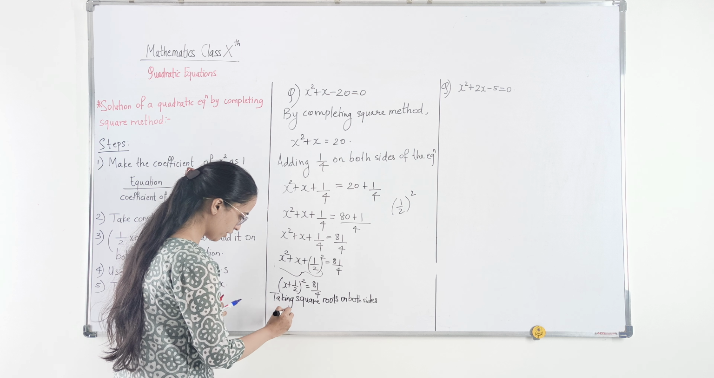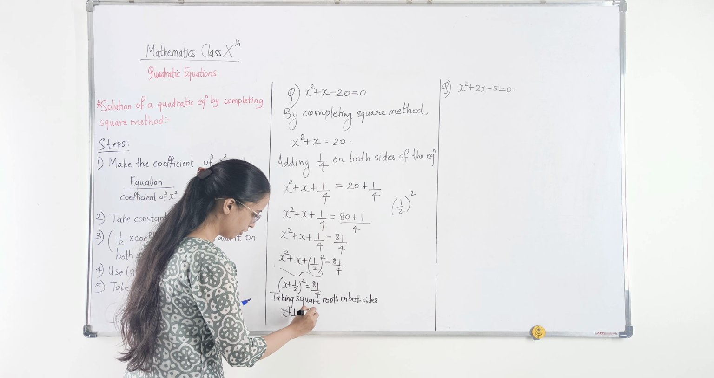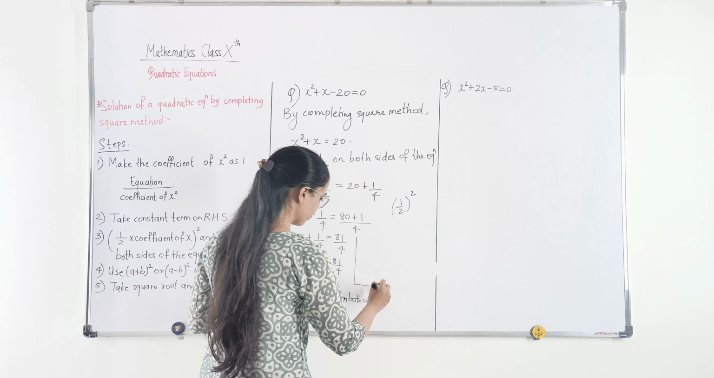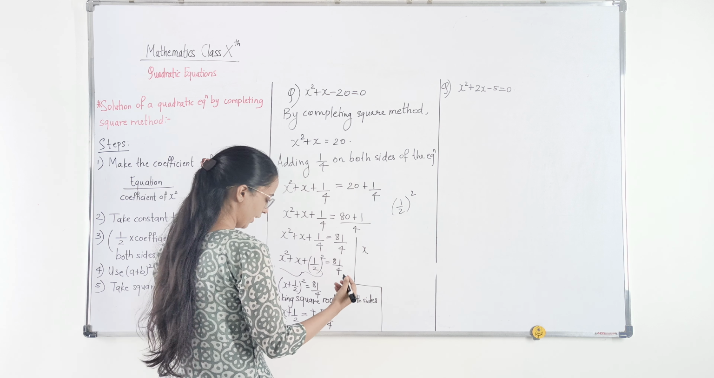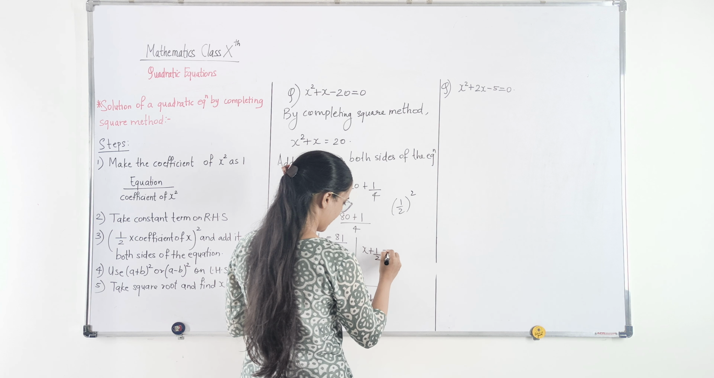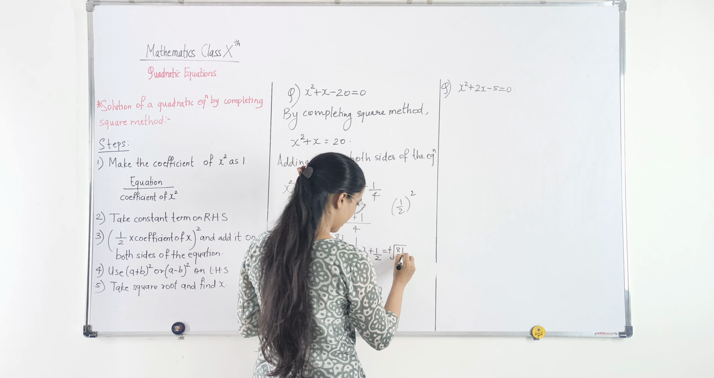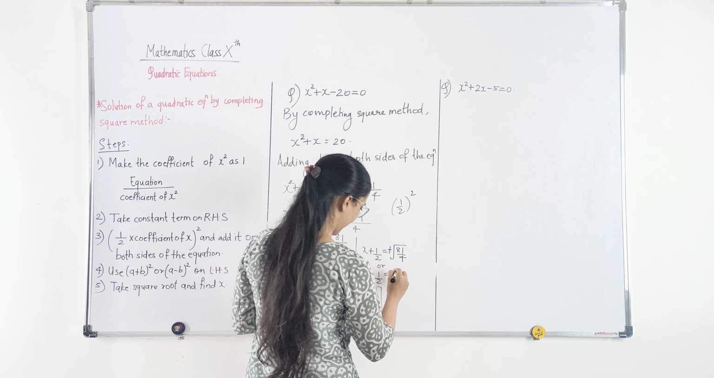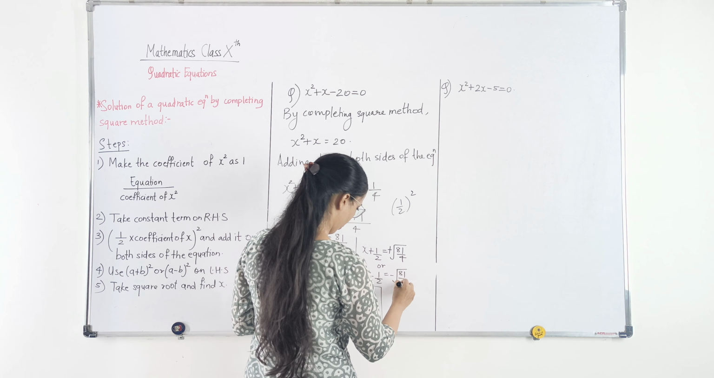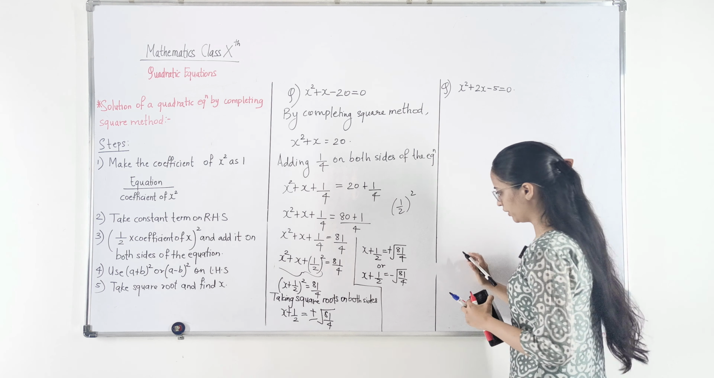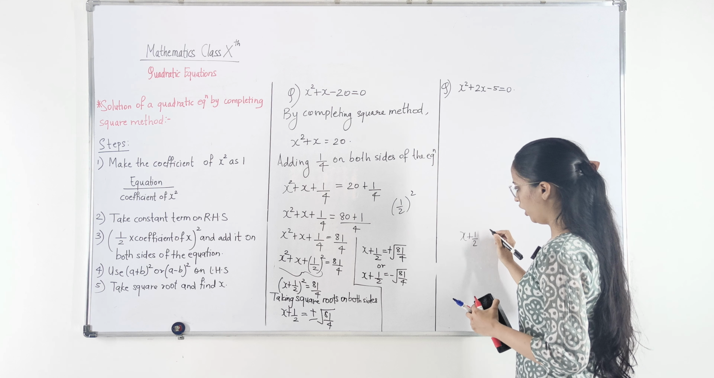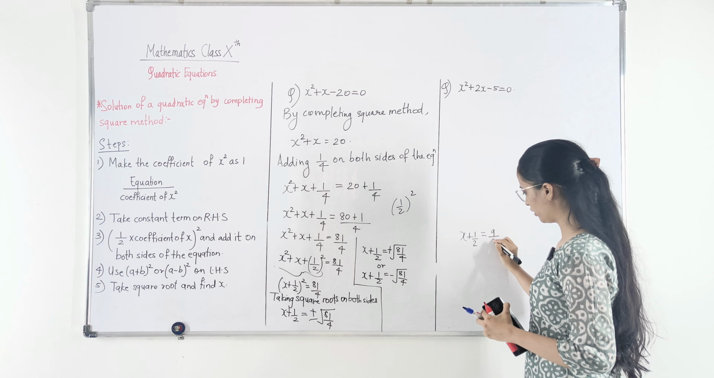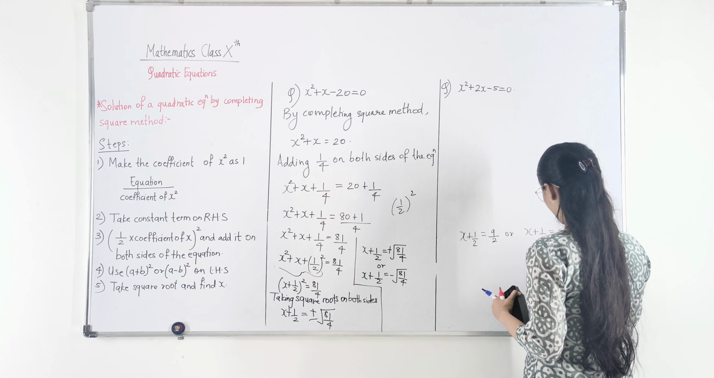If we take the square root on both the sides, the square and square root get cancelled on the left hand side, so we get x plus 1 by 2, and on the right hand side it would be plus and minus under root of 81 upon 4. So we get two values of x. We have x plus 1 by 2 as plus under root of 81 by 4, or we have x plus 1 by 2 as minus under root of 81 by 4. Now we'll be solving it over here. We know that 81 is the square of 9 and 4 is the square of 2, so we get x plus 1 by 2 as plus 9 by 2, or x plus 1 by 2 as minus 9 by 2.